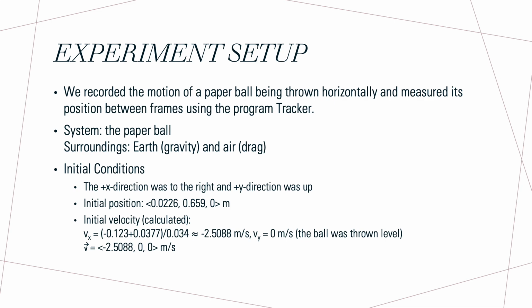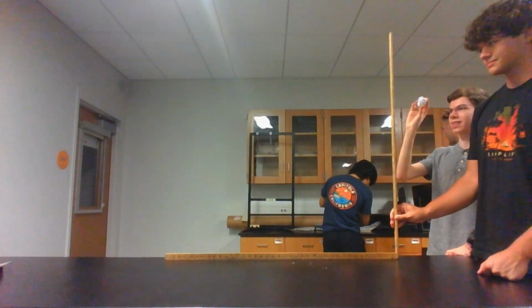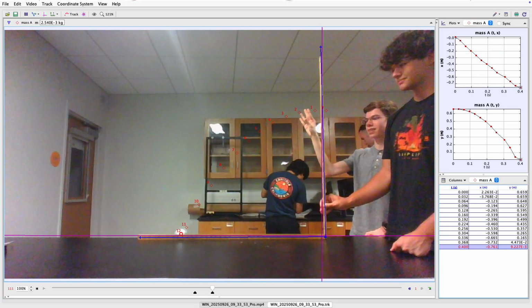As recorded in Tracker, the initial position was 0.0226 meters in the x and 0.659 in the y. The initial velocity was calculated using some of the initial data points found in Tracker. I got about negative 2.5 meters per second in the x direction and 0 in the y since the throw was level. Here, you can see the experimental setup and how I analyzed the paper ball's motion in Tracker.